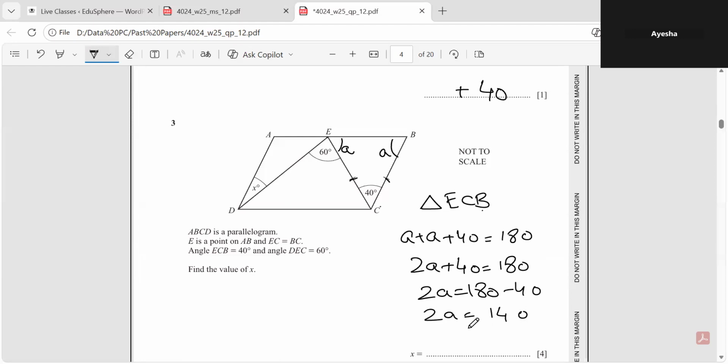And students, you better know that a is equal to 140 divided by 2. So that's 70. Now this one is 70 here. So it means this is 70 and this is 70. So we may write this is 70 and this is 70. Now on this straight line, we know that this is 60 and this is 70.